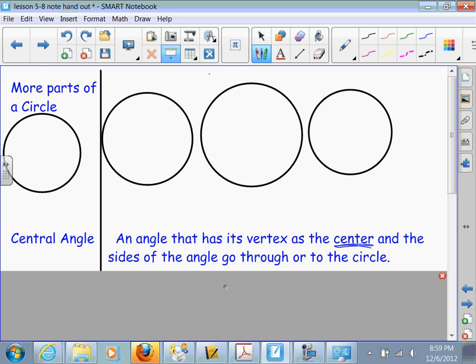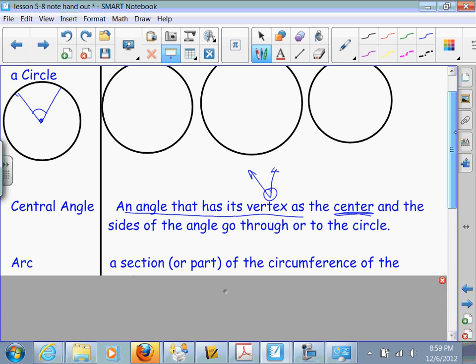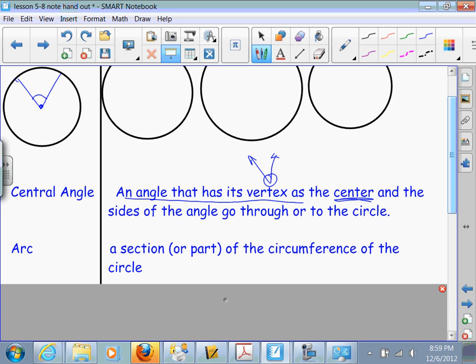Now, think about this. An angle that has its vertex as the center. The vertex, remember, is the corner of your angle. So that means it's on the center. So here is the center. Here is my vertex. That is a central angle. Okay? Central angles usually cut out something called an arc. An arc is a section or part of the circumference. Okay? Part of the circumference.